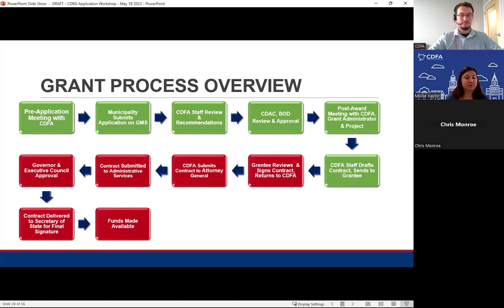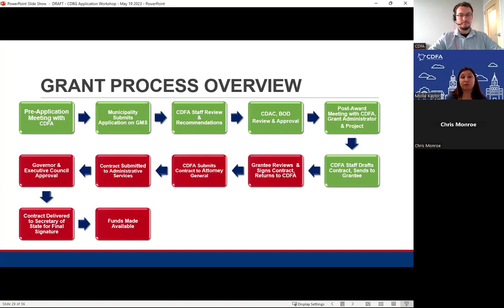It takes approximately 3 months from when you submit your application at the end of July to get to CDFA approval. Staff will review applications, do multiple different reviews, and then use the scoring criteria to score applications, and then recommendations are made to our Community Development Advisory Committee, or CDAC. That takes about 3 months to get to that point.